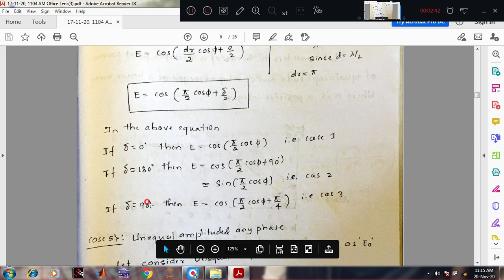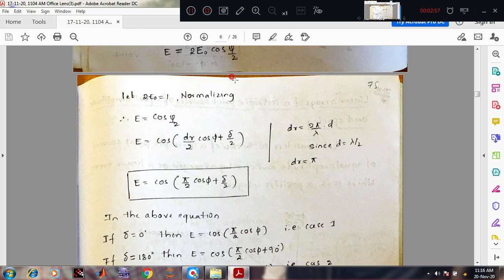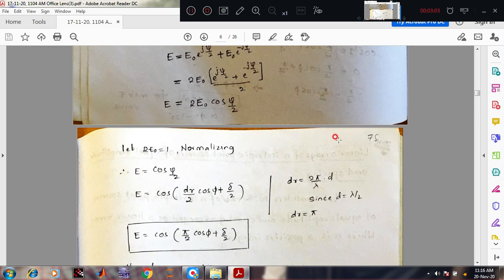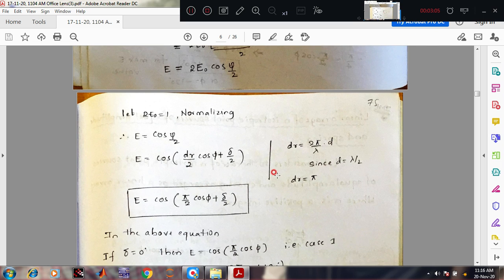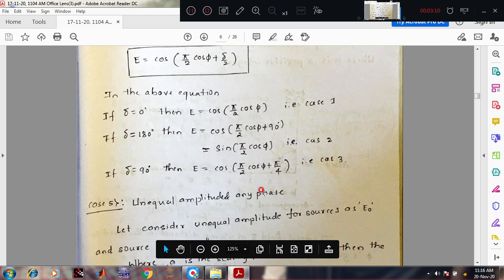Similarly, if delta is 90 degrees, then E is equal to cos of pi by 2 cos phi plus 90 degrees by 2, which is 45 degrees, that is pi by 4. This is case 3. Now you can visualize this by using case 4, that is two isotropic point sources with any phase, the general case. If I consider delta as any phase, this includes all three cases that we discussed previously.